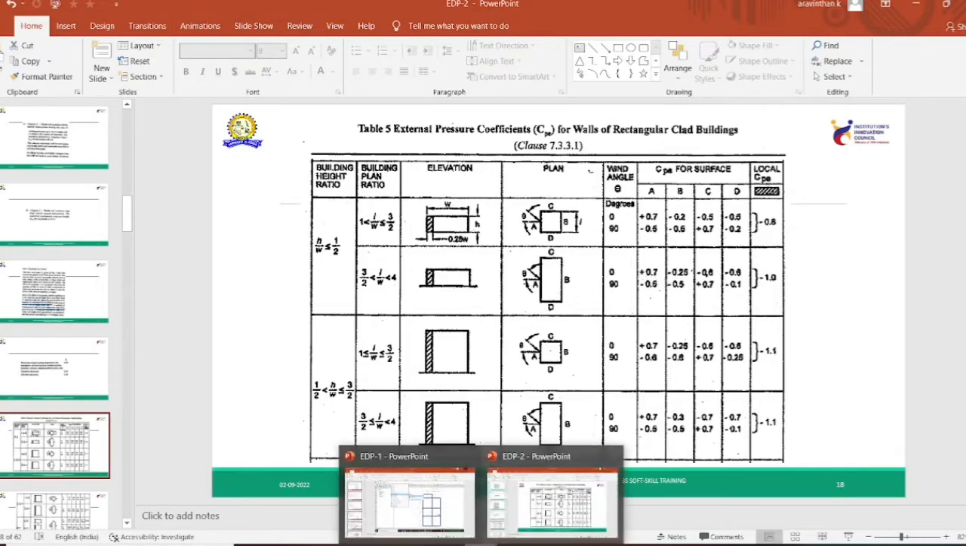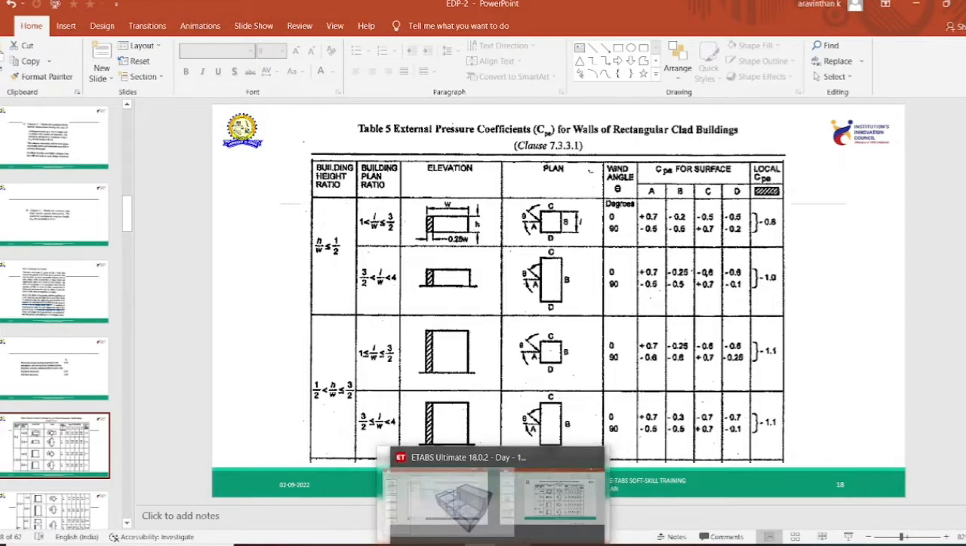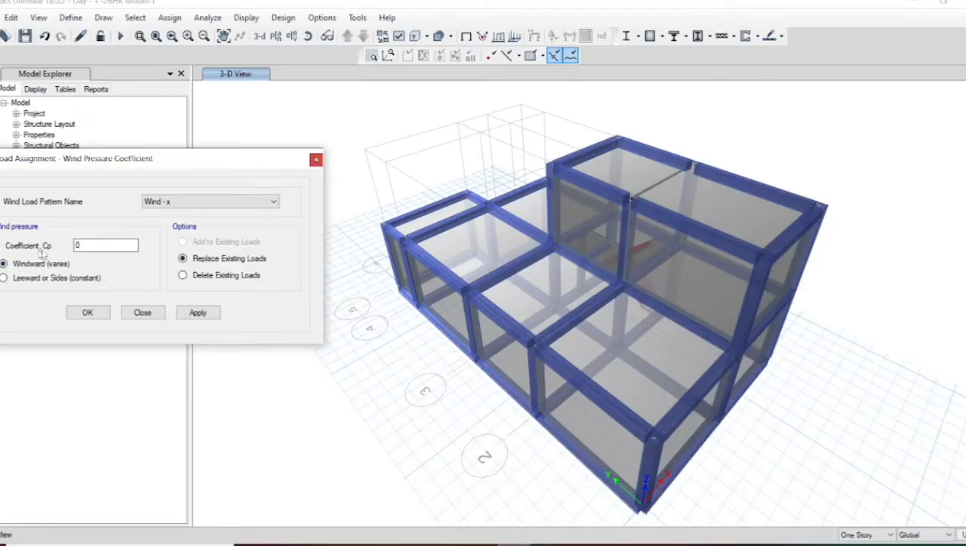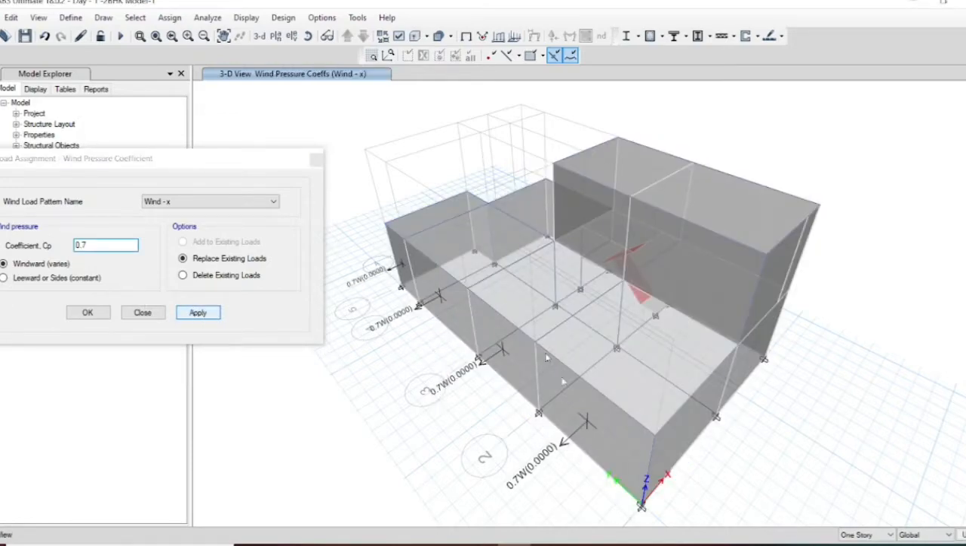So let me take it as 0.7 for A coefficient. This is at windward. So how many places do I have to click? 1, 2, 3, 4. So 4 shells I have selected. You can see here. Now I have to apply the wind. Apply, and wind load is being applied. You can see that 0.7 times wind.